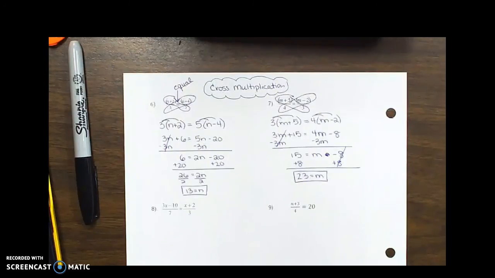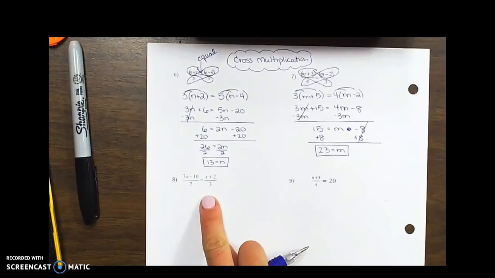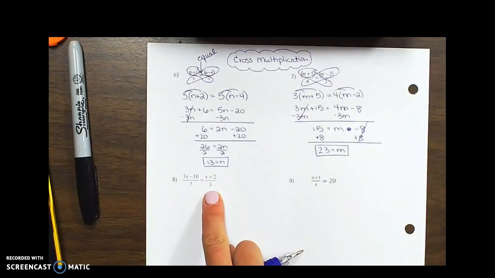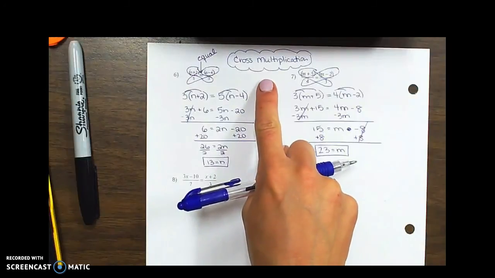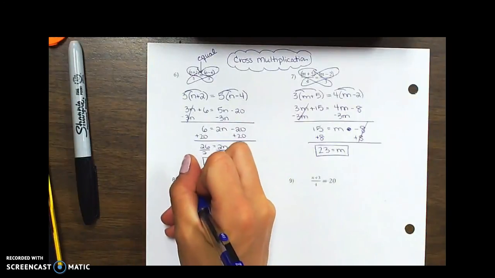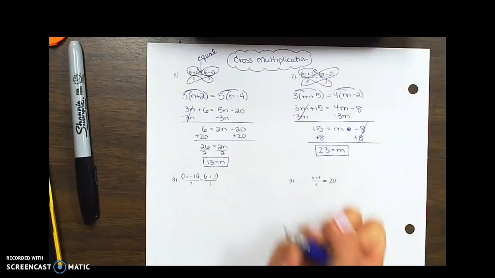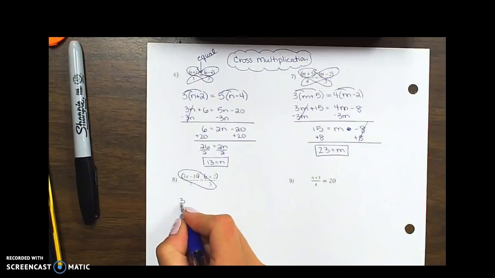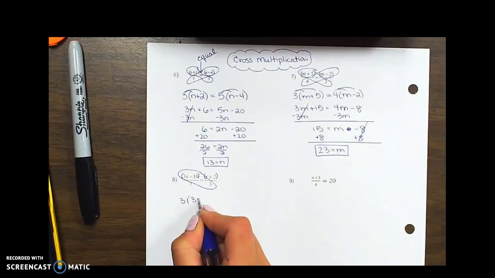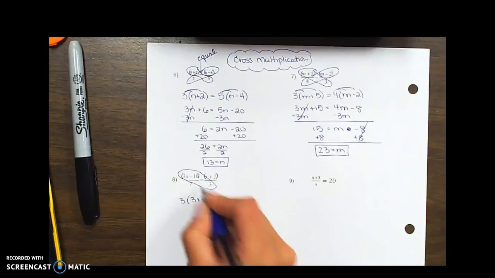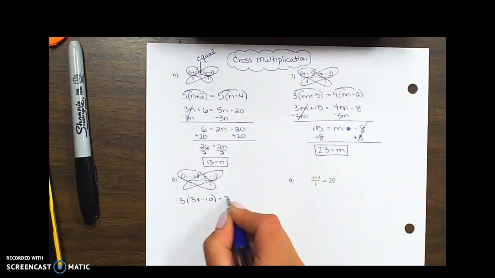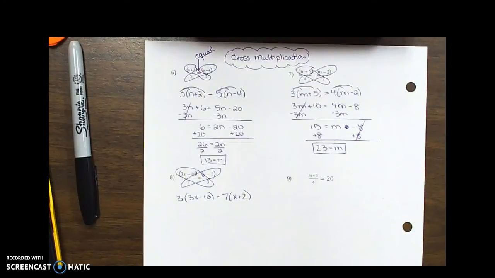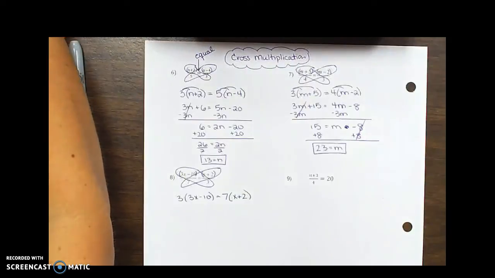Okay, so go ahead. I'd now like you to try number 8 by yourself. So you have a fraction equal to a fraction. So once again, we can use our new strategy of cross multiplication. So start by putting your parentheses, and then we're going to go ahead and cross multiply. So 3 times parentheses 3x minus 10 equals, and then we cross multiply the other way, 7 times parentheses x plus 2. Okay, now on your own, I'm going to have you pause the video and try to solve.